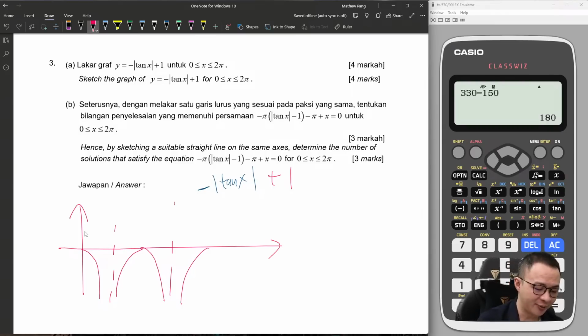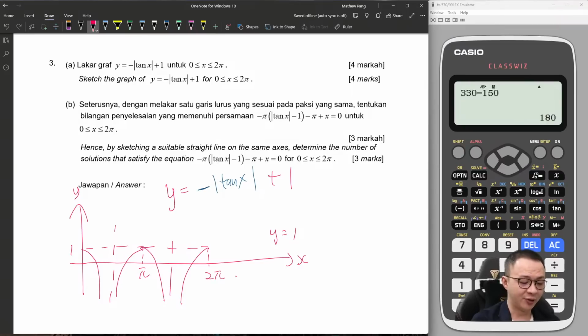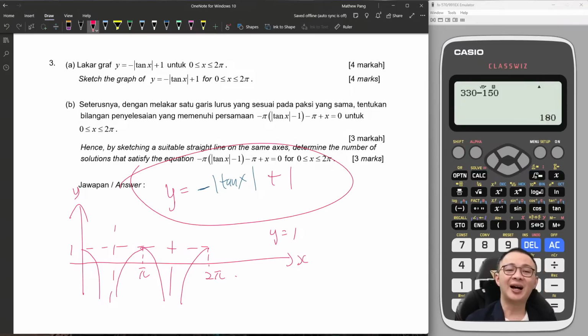If I move up 1 unit, basically my x-axis is going to be here. This line right now is y equals 1. So you can see here is 1. Then I have a dotted line like this. This one will be 2 pi, and here will be 1 pi. This is what happens if you want to sketch this kind of graph. You need to understand the meaning of modulus, and the meaning of the negative sign in front of the modulus, which means your amplitude is negative 1, and this is plus 1. Then you will get a graph something like this.